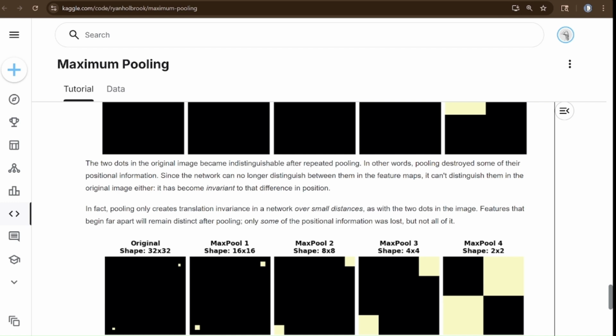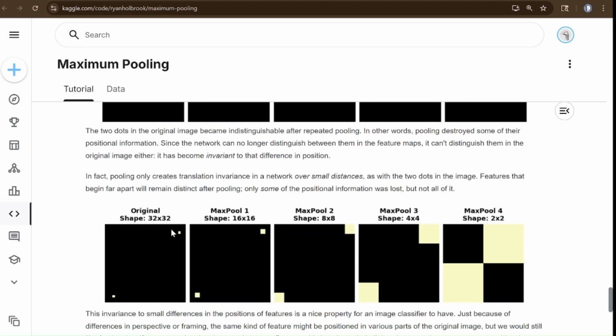Exactly. So pooling only creates translation invariance in a network over small distances, as with two dots in the image. Features that begin far apart will remain distinct. Let's say one is here and another one is here. They are far apart. Now see what happens. First pooling, shape has become 16 into 16. They have increased. Second pooling, 8 into 8. Third pooling, 4 into 4. Here they have attached, but still you can understand that there is a difference in position. So some positional information is lost, but not all of it.